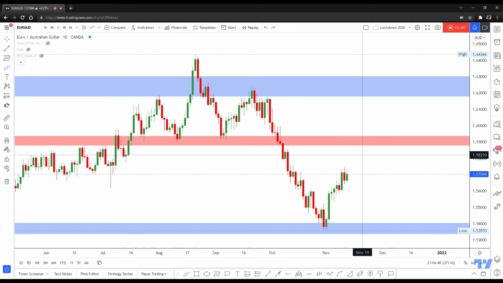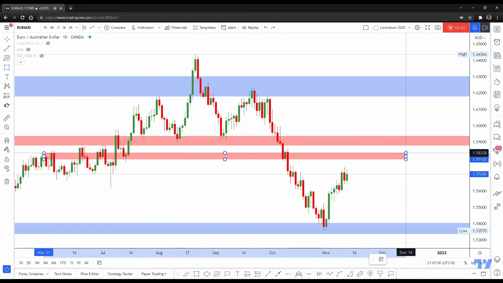So this is the plan, this is what we are looking at for Euro AUD. Now, like I said, I'm not a fundamental trader. I'm a price action trader, and I don't really trade any news.